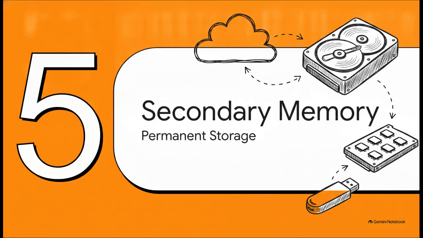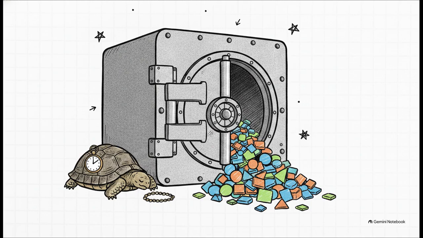Section 5. Secondary memory, permanent storage. Secondary memory, which you'll also hear called auxiliary or external memory, is the vault. Information stored here is permanent unless you intentionally go in and delete it. It's built for bulk amounts of data. Now, the trade-off for this massive permanent capacity is speed. It's definitely slower than primary memory. And here's an interesting quirk. Unlike primary memory, data here is actually not stored in a uniform manner.